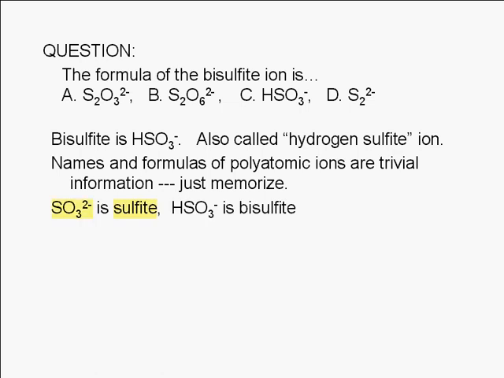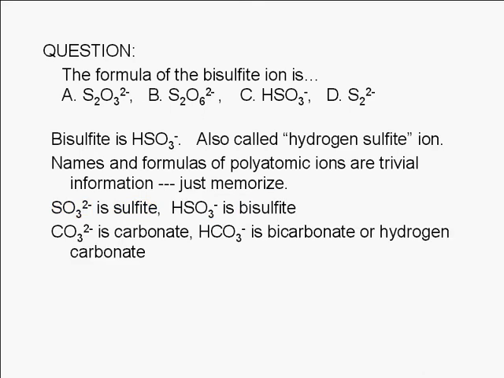Sulfite is SO3 with a -2 charge. If you add a hydrogen and increase the charge to -1, you get bisulfite or hydrogen sulfite, HSO3 with a -1 charge. Similarly, CO3 with a -2 charge is carbonate. Add a hydrogen and increase the charge to -1 and you get bicarbonate or hydrogen carbonate, HCO3 with a -1 charge.